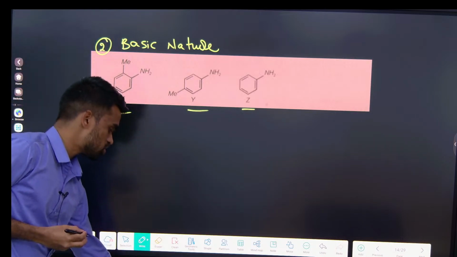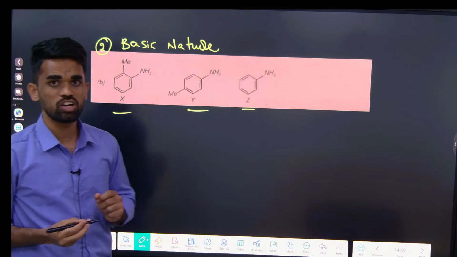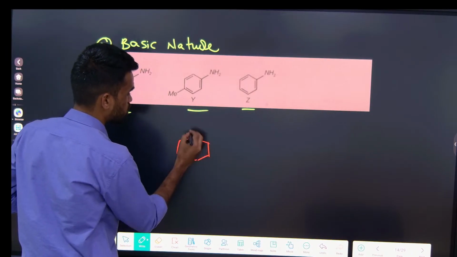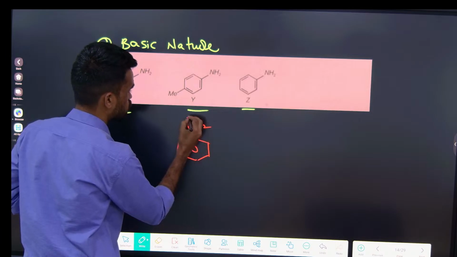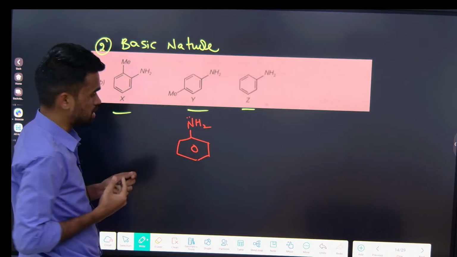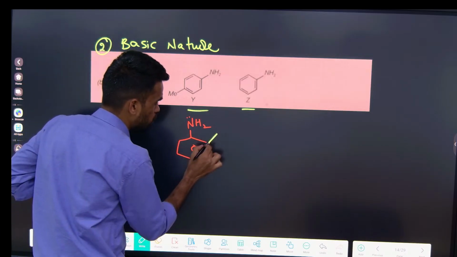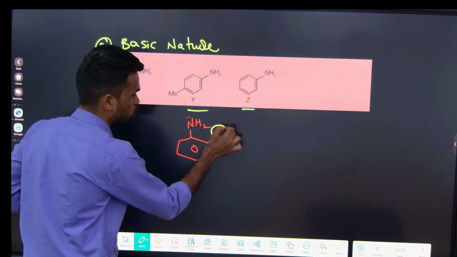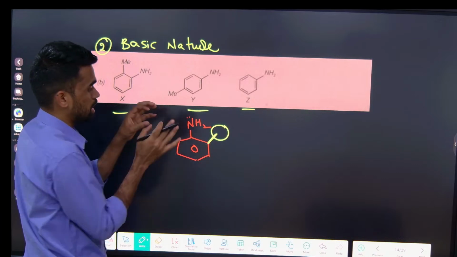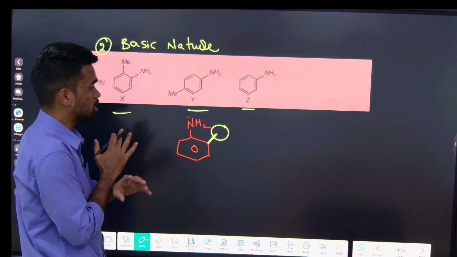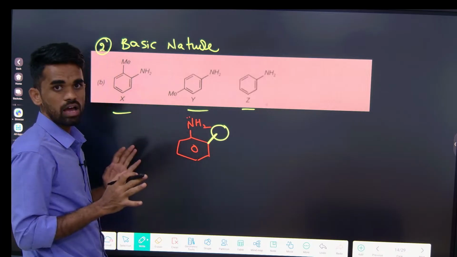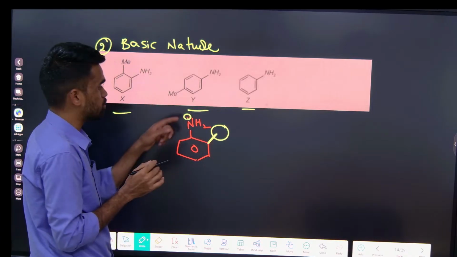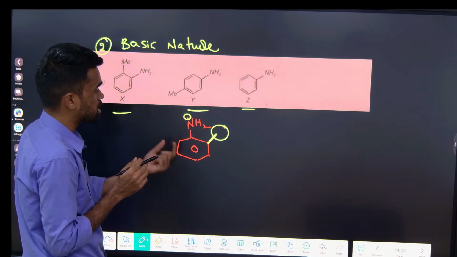Now if you observe, in the last class also I have explained about steric inhibition of protonation. Means what? Whenever a group is present at the ortho position of the nitrogen, like in aniline or derivatives of aniline, at the second position, whether it is a releasing group or withdrawing group, irrespective of that, it decreases the basic nature of aniline. Why is it decreasing? It will hinder the protonation at this nitrogen site. So that's why it is least basic.